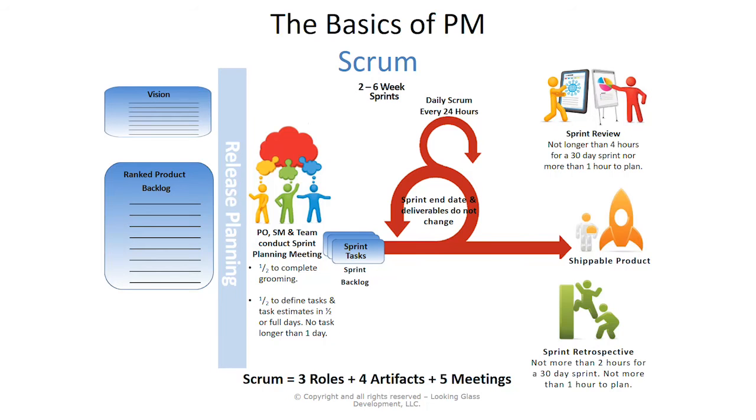Now, the most common form of agile development out there today is a framework or a life cycle that is referred to as Scrum. Now, Scrum is not an acronym. It's actually named after the game of rugby, where all the players lock arms together and throw the ball in the middle, and that's how they start out the game.